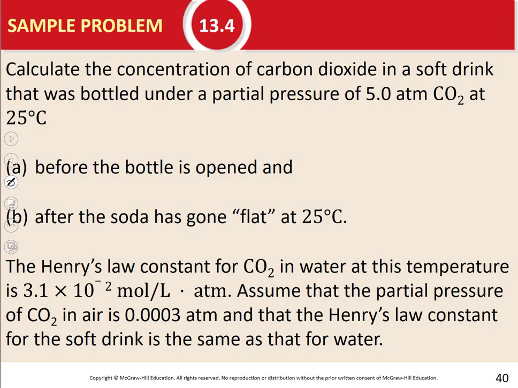Let's try this out. This example 13.4 on page 575: calculate the concentration of carbon dioxide in a soft drink that was bottled under a partial pressure of 5 atmospheres of carbon dioxide at 25 degrees Celsius before it's opened, and then after it has gone flat at 25 degrees Celsius. So I guess we're going to assume that's 1 atmosphere. It's gone flat. Oh no, we're told. The partial pressure of carbon dioxide in air is 0.0003 atmospheres. So that's where it's flat.